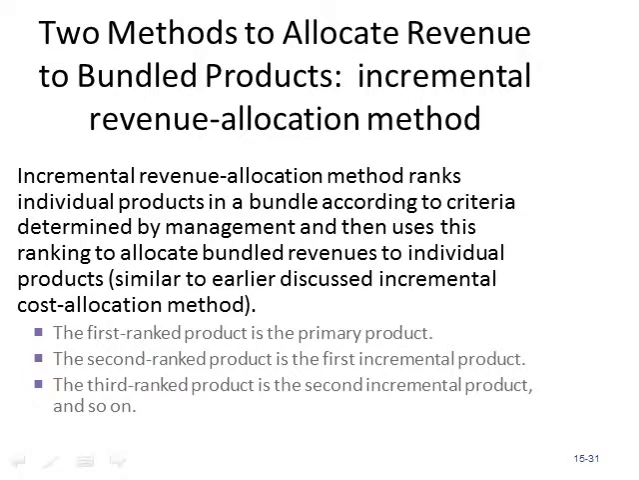The second is the incremental revenue allocation method. Under the incremental revenue allocation method, we rank individual products in a bundle according to criteria developed by management and then use this ranking to allocate bundled revenue to individual products. This is similar to the earlier discussed incremental cost allocation methodology, whereby the first ranked product is the primary product, the second ranked product is the first incremental product, the third ranked product is the second incremental product, and so on.